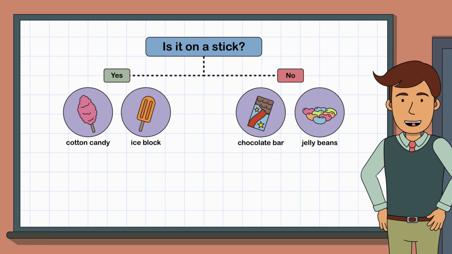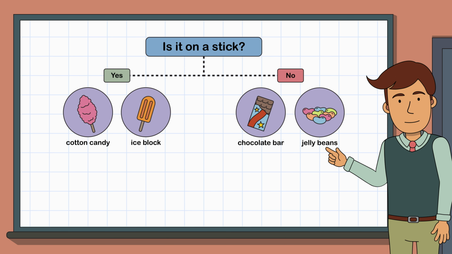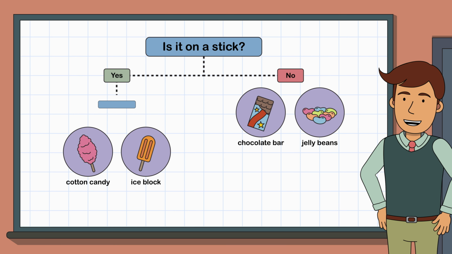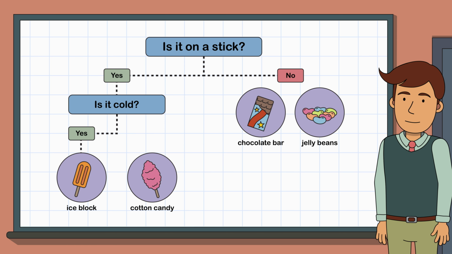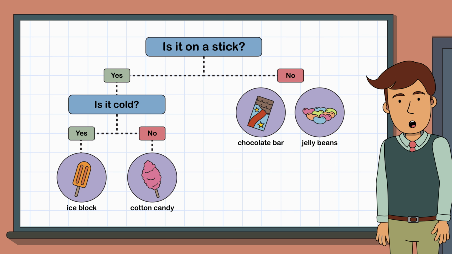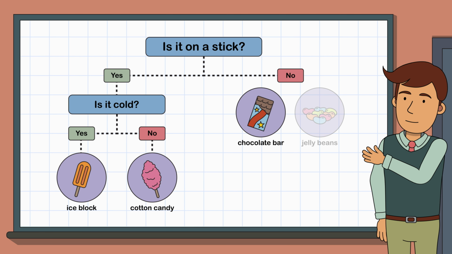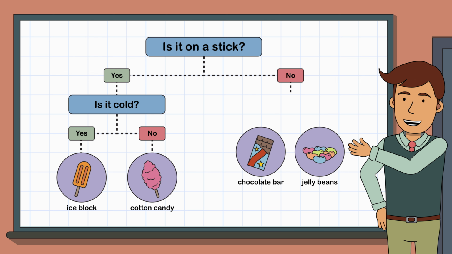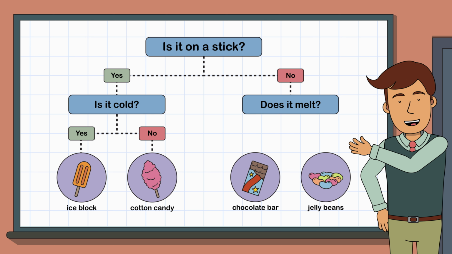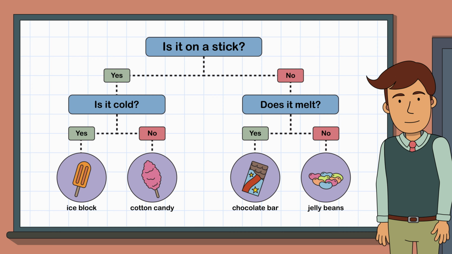But how can we classify these items even further? Well, I know that ice blocks are cold and cotton candy is not. So my next question could be, is it cold? The ice block would sit under yes, and the cotton candy would sit under no. On the other side of the key, I know that chocolate bars melt fairly easily, while jelly beans don't. So my question here could be, does it melt? The chocolate bar would sit under yes, and the jelly beans would sit under no.